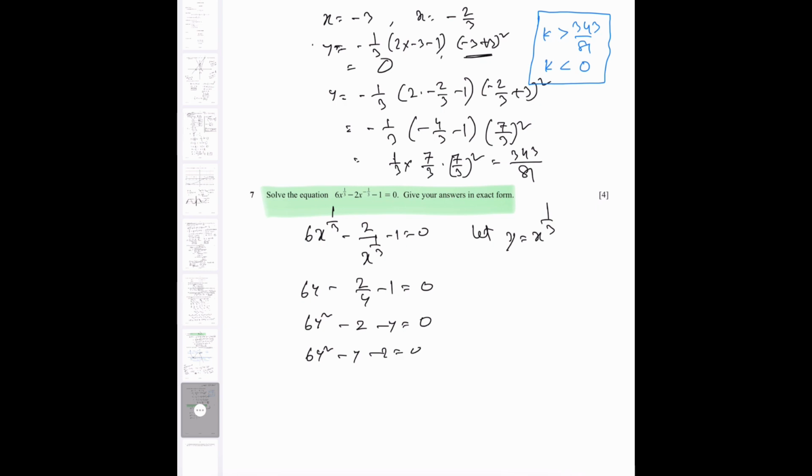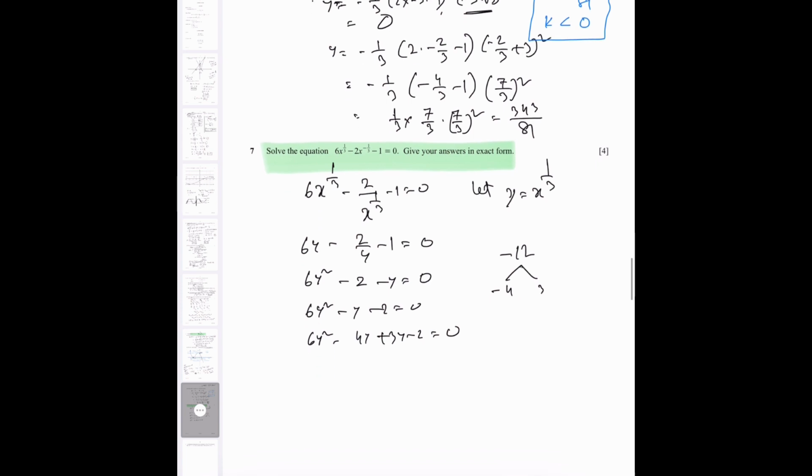Now let us factorize: 6 times minus 2 is minus 12. So in the middle there is minus 1, so minus 4 into 3. 6y square minus 4y plus 3y minus 2 equals 0. 2y is common, 3y minus 2, plus 1 is common, 3y minus 2, equals 0. So y equals minus 1 by 2, and another one is y equals 2 by 3.